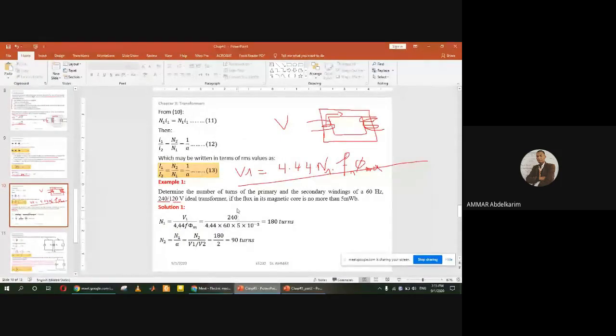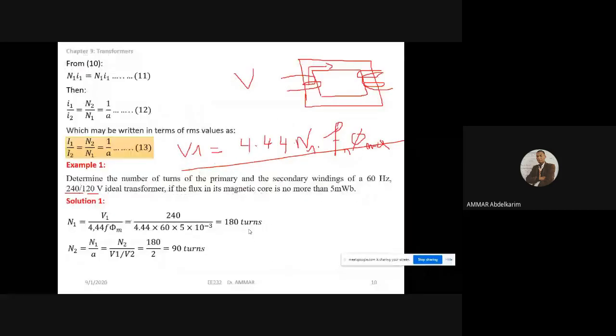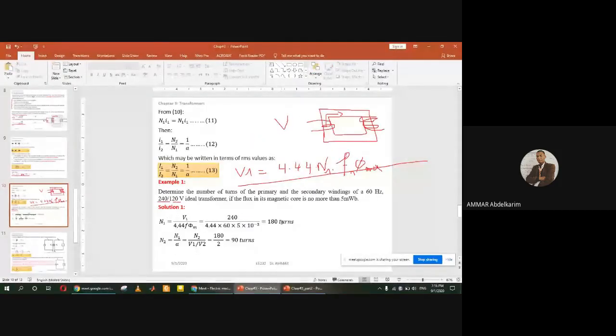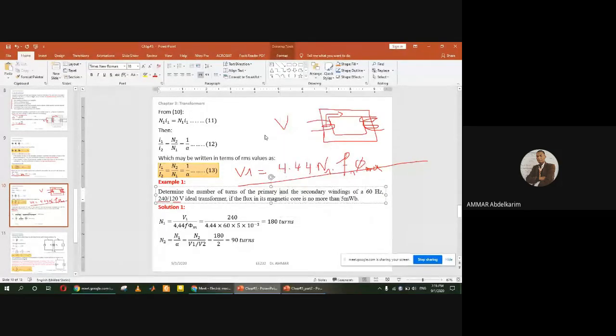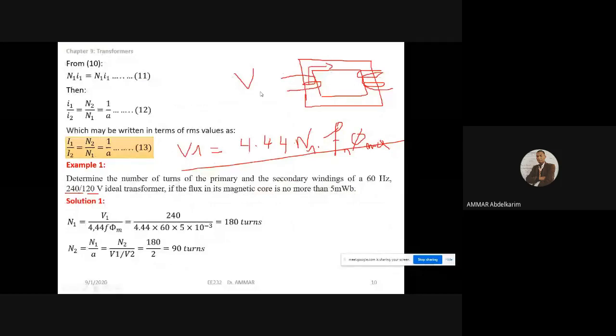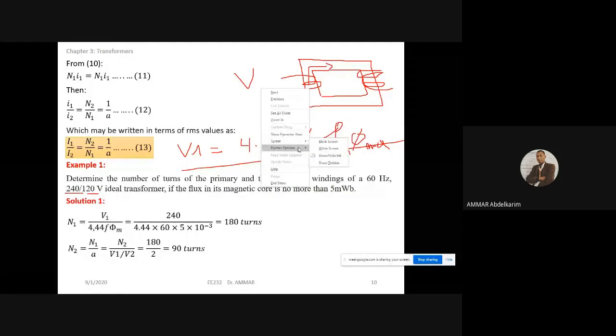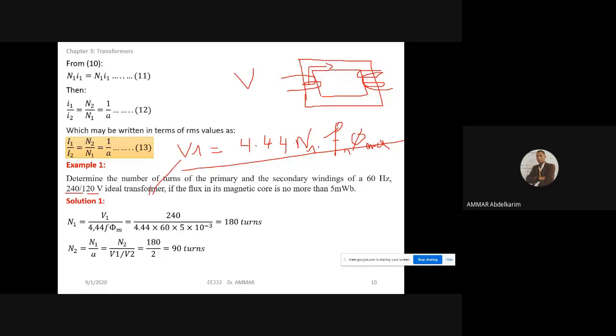This equals 240 over 4.44 times 60 times 5 to the power minus 3, because it's milliweber, and the number of turns is 180. Now this is the number of turns of the primary. We have found it using Faraday's law.